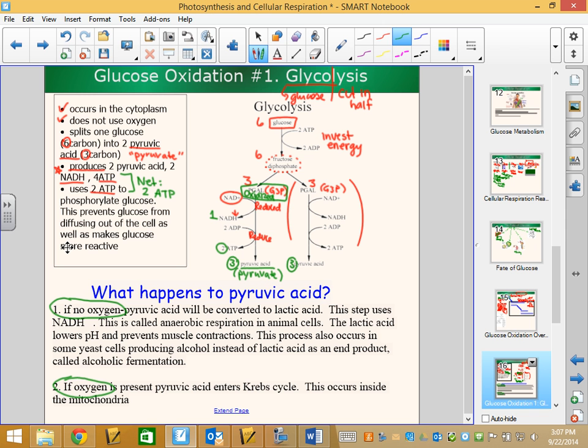If there's no oxygen, pyruvic acid will be converted to lactic acid. You might know about this, perhaps from doing exercise and being aware that while you're exercising, the burning that you feel in your muscles is caused by lactic acid.